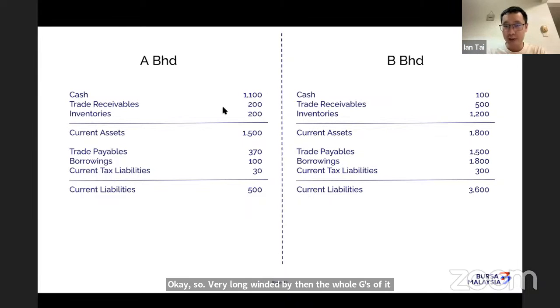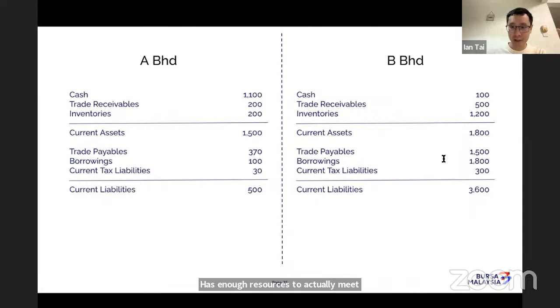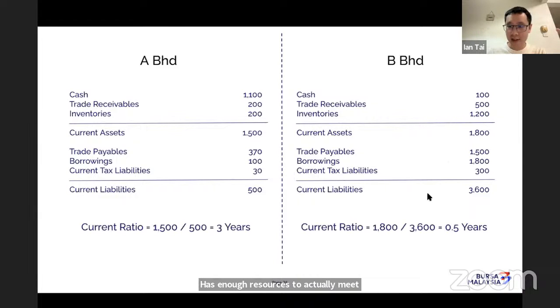We want to find out whether or not the company is financially steady enough, has enough resources to meet its short-term obligations. I guess some of you have already calculated. The current ratio for the first Aberhard is 3 years. The current ratio for the second Aberhard is half a year, or 6 months.